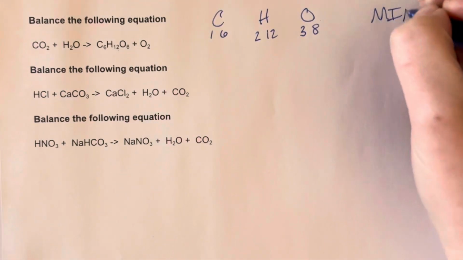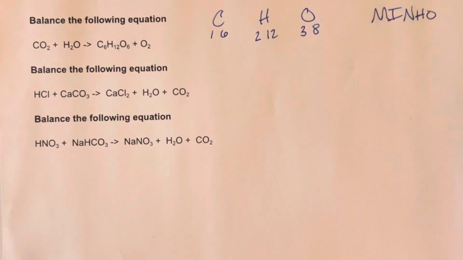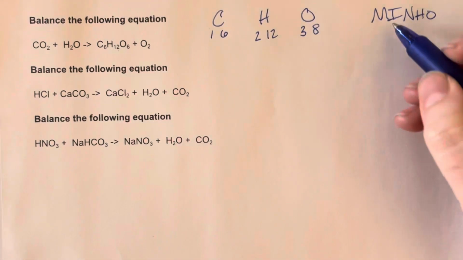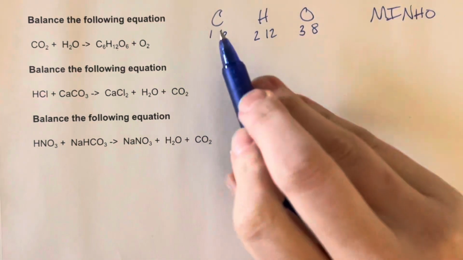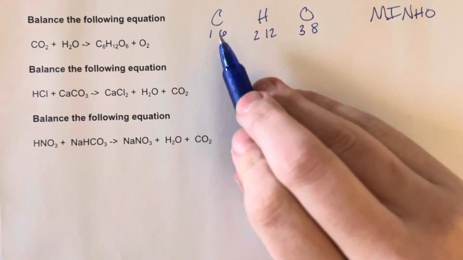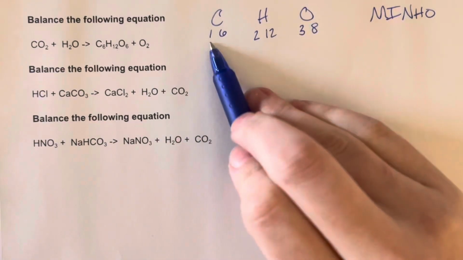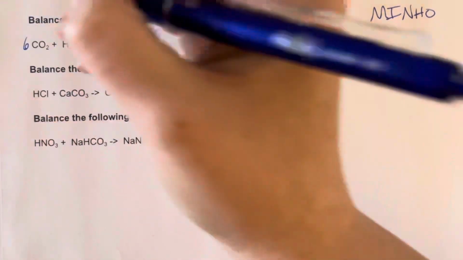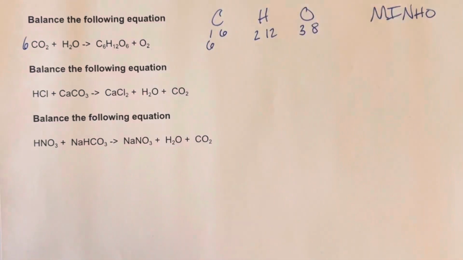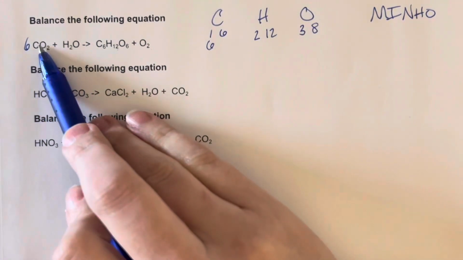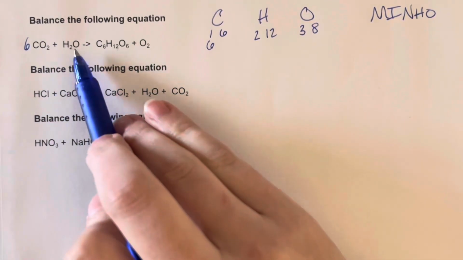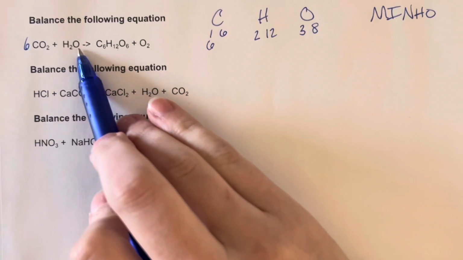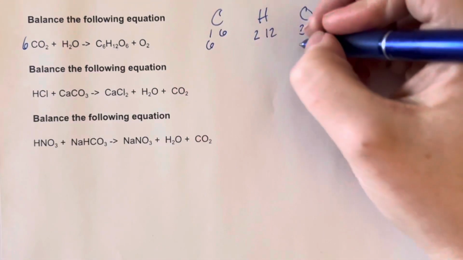According to Minho, I would do metals first. I don't have any metals. Then ions, I don't have any ions. Then nonmetals other than hydrogen or oxygen, so that's just going to be carbon. So I have 1, I want 6, so I'm going to go ahead and put a coefficient multiplier of 6 in front of carbon dioxide, and then I'm going to recount. So this not only affects my carbon, but it also affects my oxygen. 6 times 2 is 12, plus the 1 oxygen from water is going to be 13.